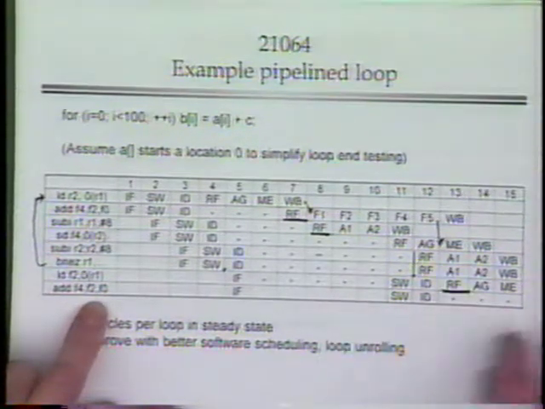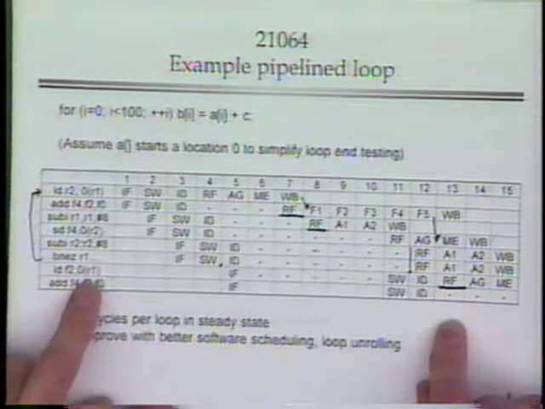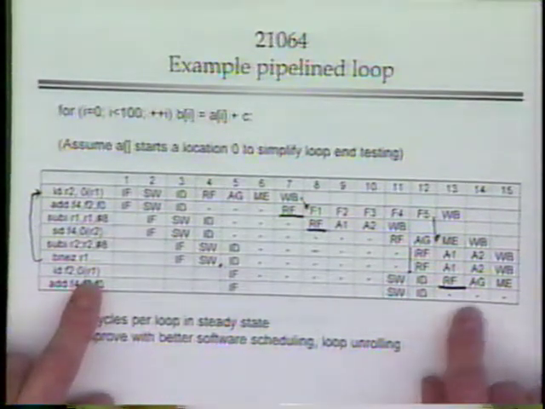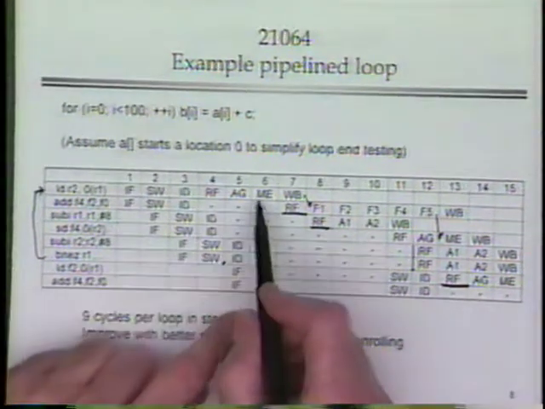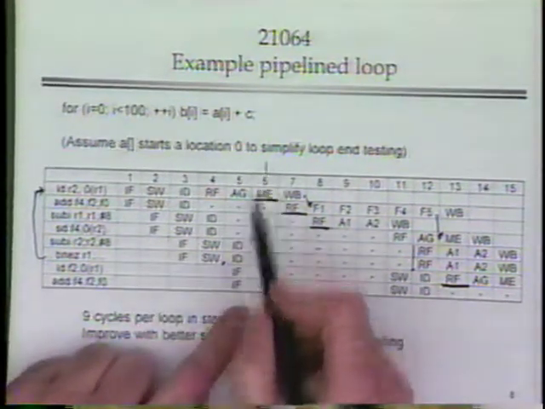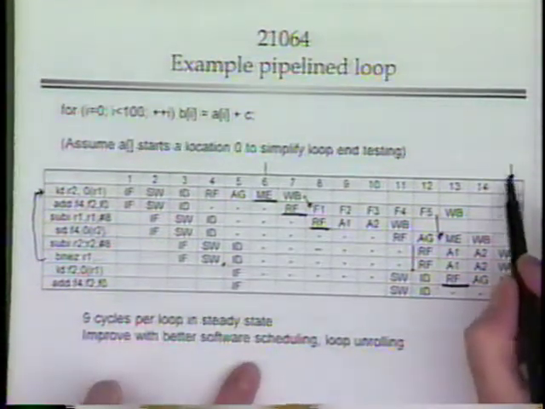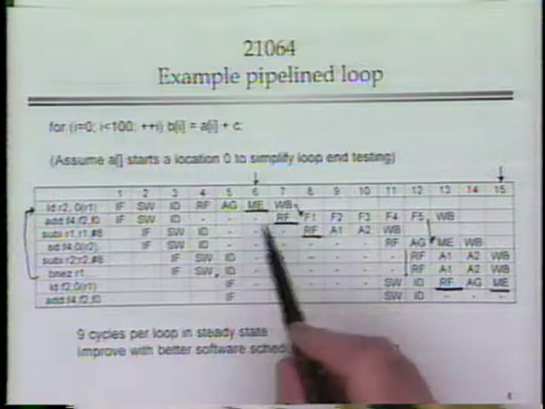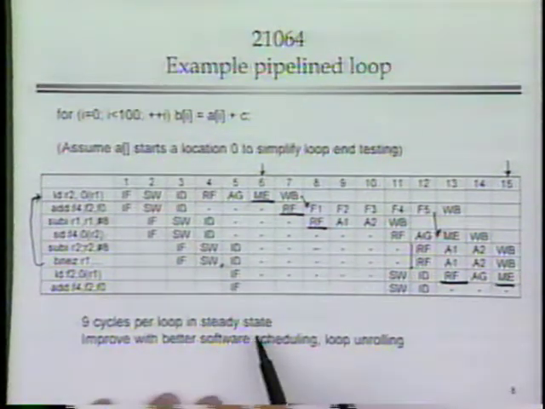And at this point we're in steady state, and one way to look at how long the cycle takes, well, we can look at anything to anything. We can look at the memory stage of this load instruction and the memory stage of this load instruction, and see that the repetition rate is 9 cycles. So we've got 9 cycles per loop in steady state.